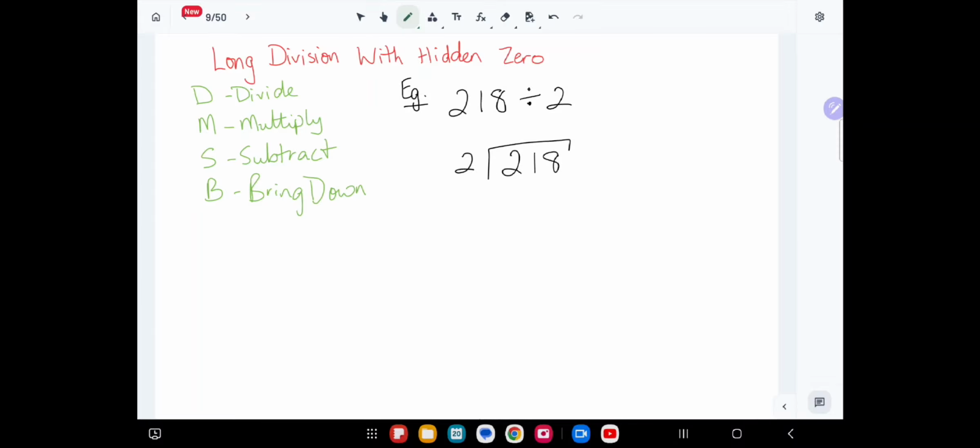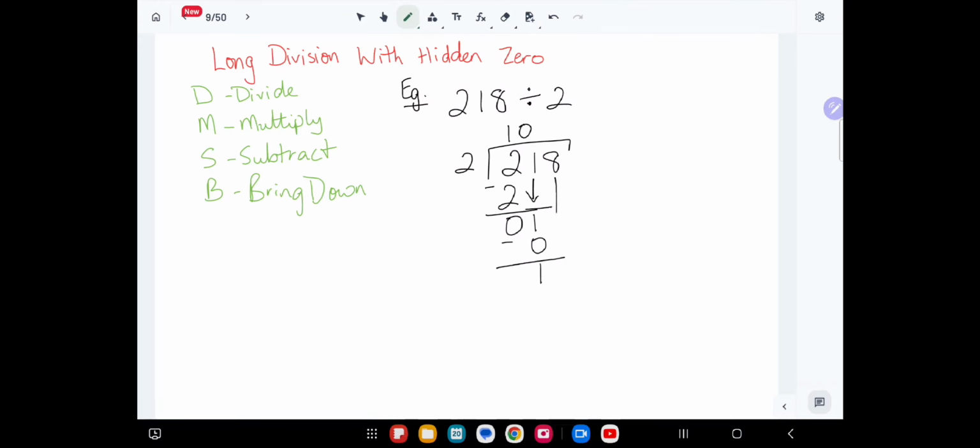First step is to divide. 2 could go into 2 one time. Then second step is multiply. 1 multiplied by 2 is 2. Next step is to subtract. 2 take away 2 is 0. Next step is to bring down 1. So now we have to say 2 could go into 1 0 times. We cannot get a group of 2 from one item. So that will be 0 times. 0 multiplied by 2 is 0. Now we subtract. 1 take away 0 is 1.